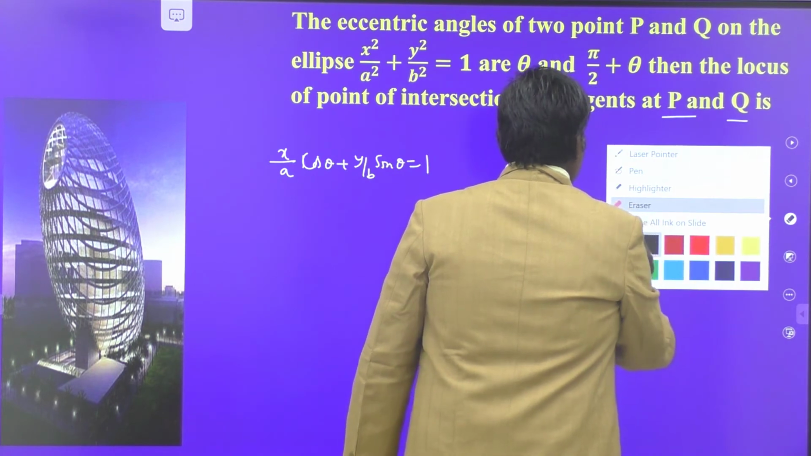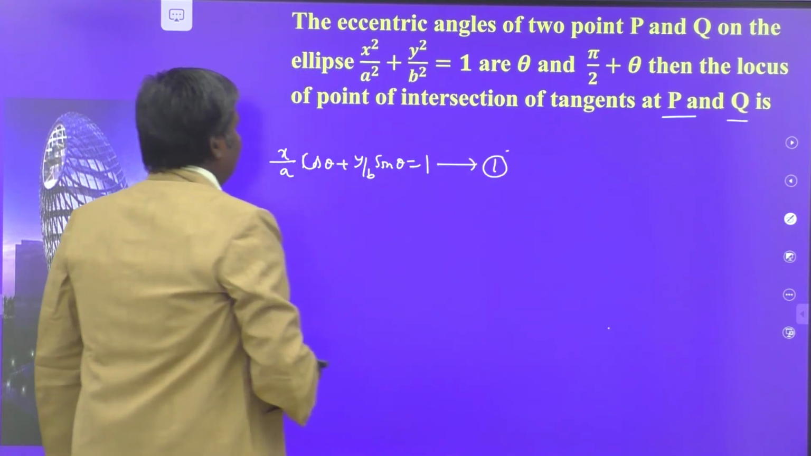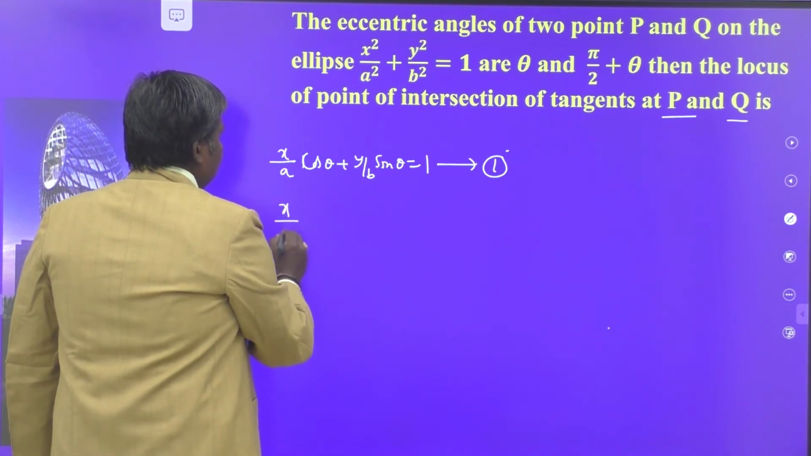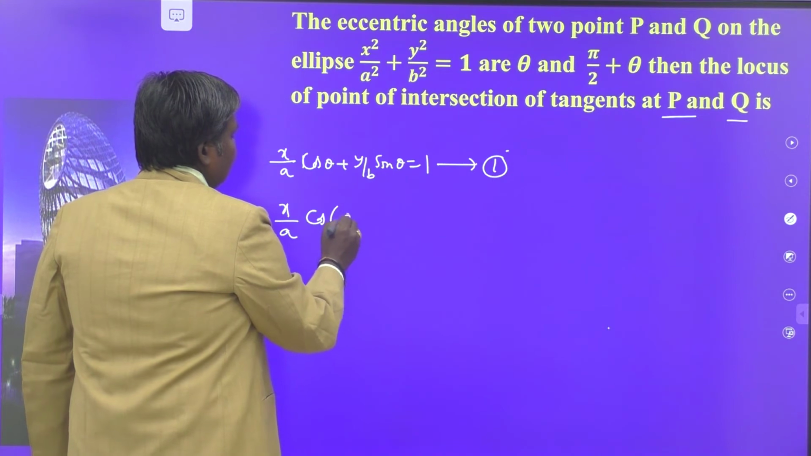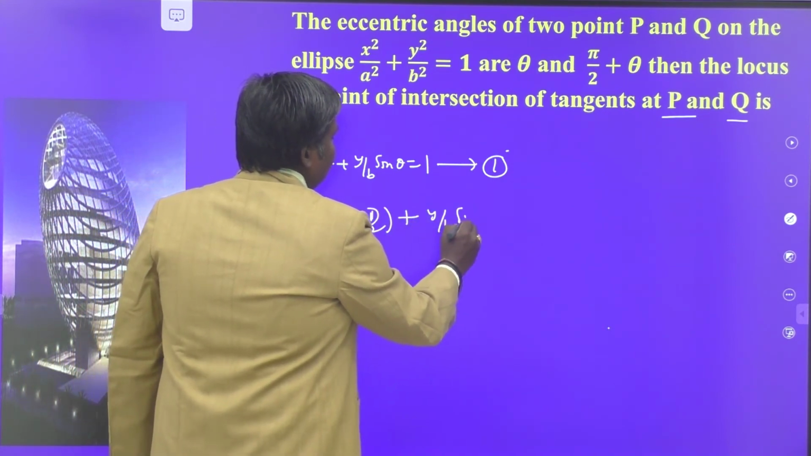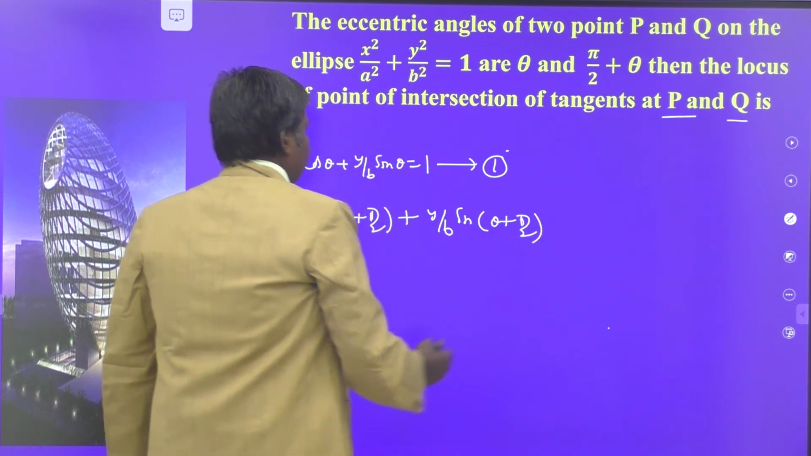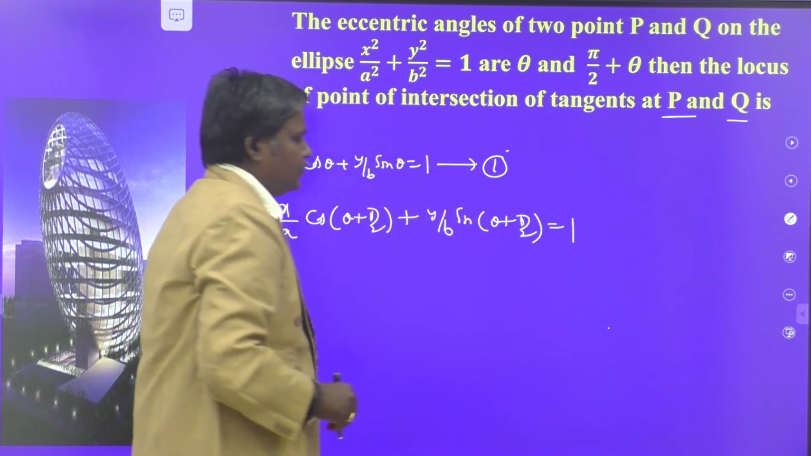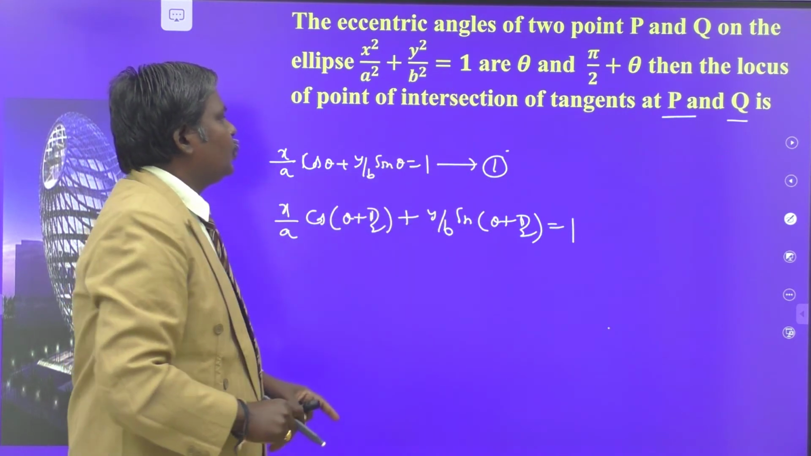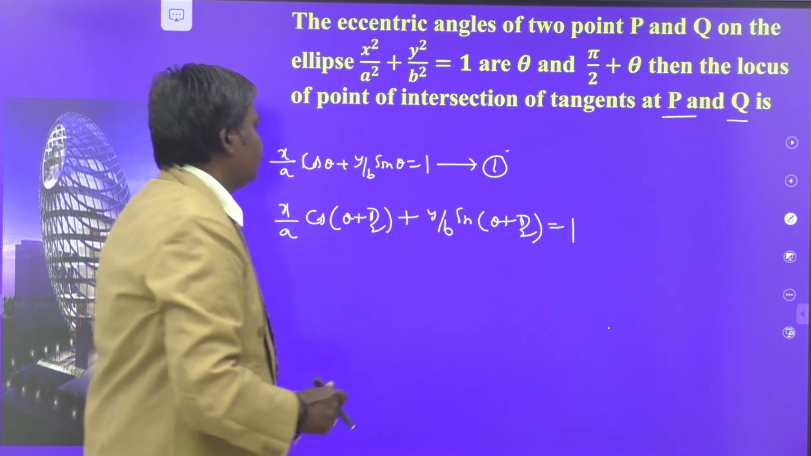Okay. This is the equation of tangent at P of theta. What is the equation of tangent at Q of theta? x by a cos(theta plus pi by 2) plus y by b sin(theta plus pi by 2) is equal to 1. This is the tangent at Q, pi by 2 plus theta. Just replace theta by theta plus pi by 2.